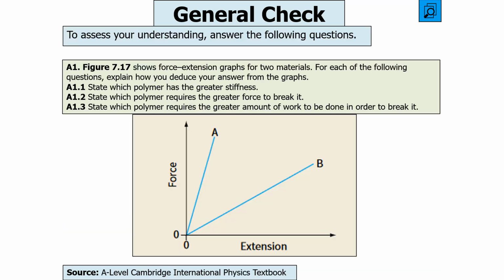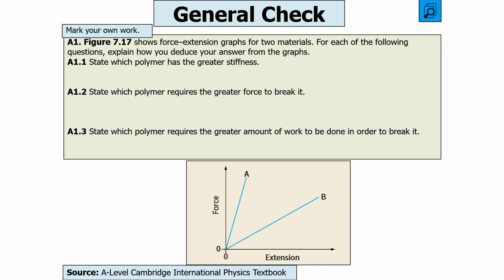The next question says, figure 7.17 shows force extension graphs for 2 materials. For each of the following questions, explain how to deduce the answers from your graph. Which polymer has the greater stiffness? Which polymer requires the greater force to break it? And finally, which polymer requires the greater amount of work to be done to break it? So pause the video now, then unpause the video when you want to go through your answer.